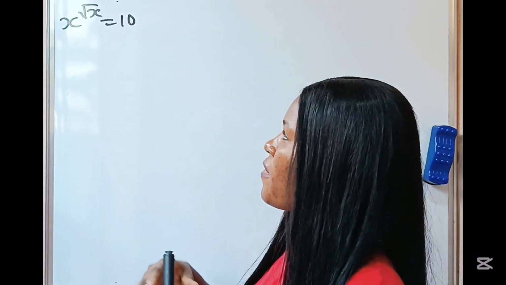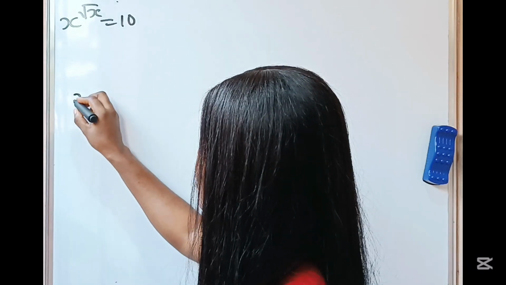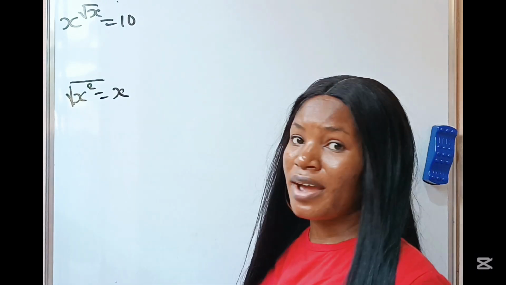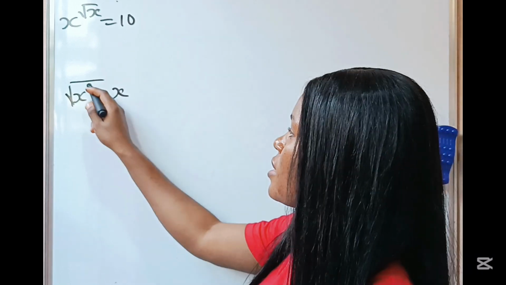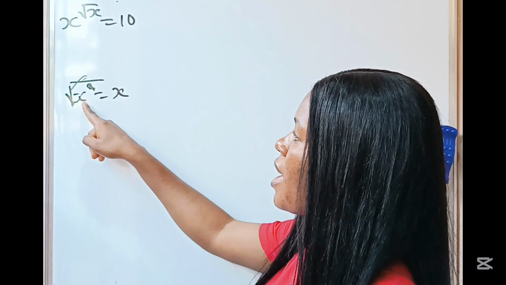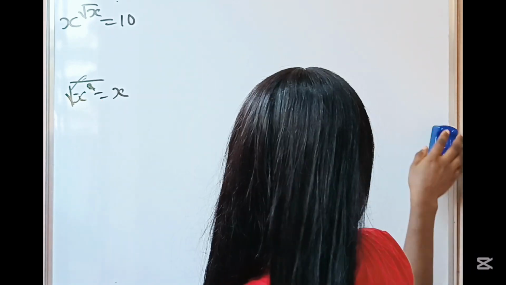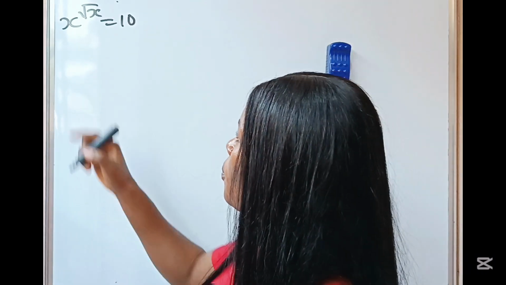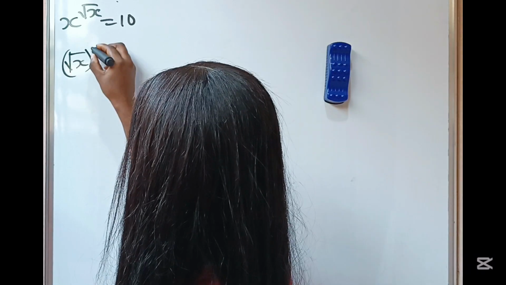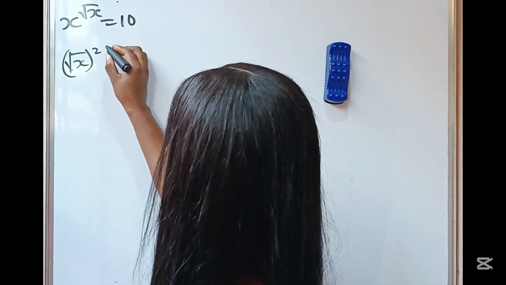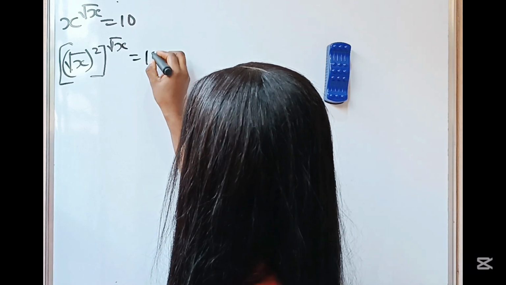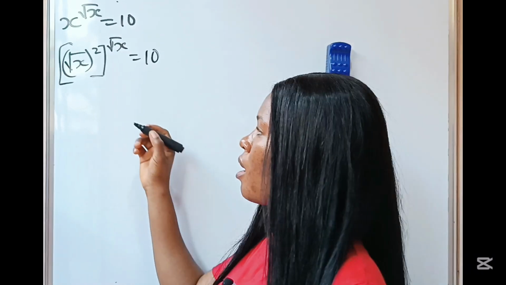All right. Now, first, recall that your x, if we square it and take the square root of it, is still x, right? Yes, because this will cancel this to give us x. So we are going to replace x with the square root of x squared. So x is the same thing as the square root of x, all squared, right? Then raised to the power of the same, is equal to 10.